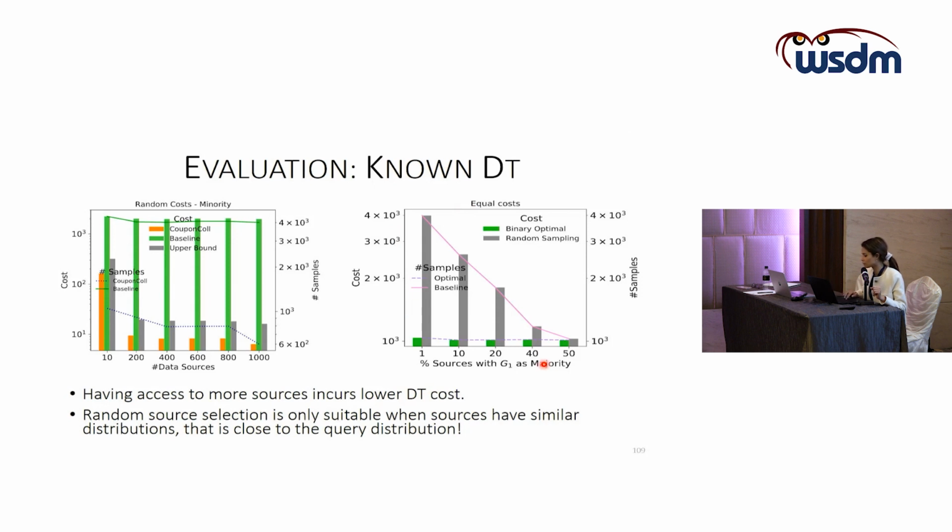If half of the data sources have G1 as the majority, the random selection becomes a good strategy. It has no overhead, and the cost becomes very close to the optimal, to the case of binary DT. And the message here is that random source selection could work if there are multiple data sources that contain the groups as a majority, which is not always the case in practice. For example, we usually have one group to be the minority. If we look at employees from different tech companies, female employees are a minority.